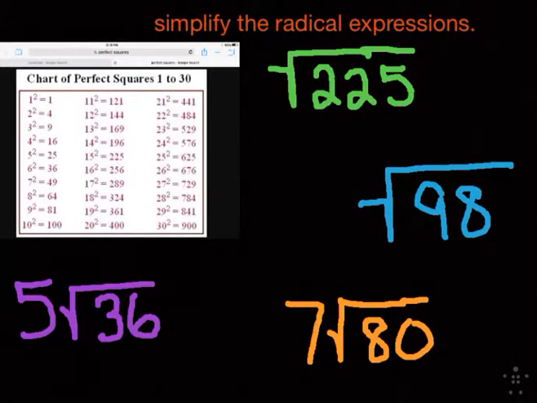I want you to pause the video here and try these problems out on your own. Then I want you to press start and we will go through them together.